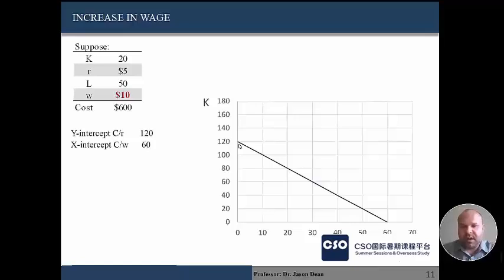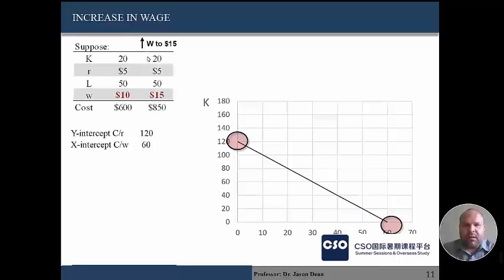Okay, so this would be our ISO cost line. Any point on this line represents combinations of capital and labor that end up costing $600. These are the intercepts, 120 and 60. Now suppose the wage increases to $15. How is that going to affect the ISO cost line?